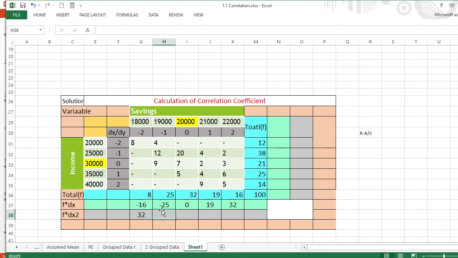And next one here, minus 1 square is 1. Dx value is minus 1, so minus 1 square is 1. 1 into 25, it is 25. 0 square is 0. 0 into 32 is 0. 1 square is 1, into 19 is 19. 2 square is 4. 4 into 16 is 64.